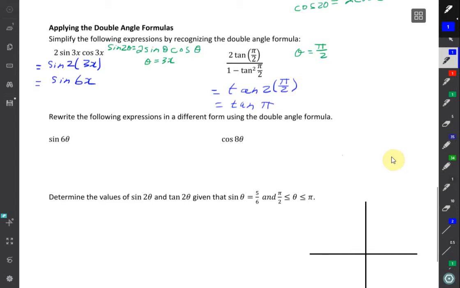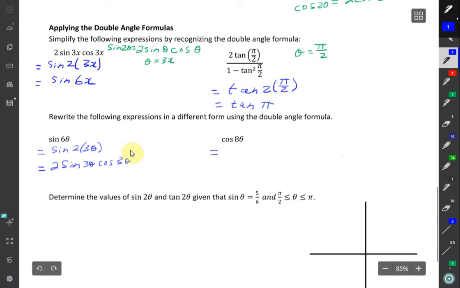Applying these relationships in the other direction, sine 6 theta, if I want to represent it as a double angle formula, would be sine of 2 times 3 theta. Those two expressions are equivalent. But we know with the relationship that we have for sine 2 theta that this would be equal to 2 sine of the angle that's being doubled, so in this case 3 theta, cos 3 theta. And that's the other way of representing this.